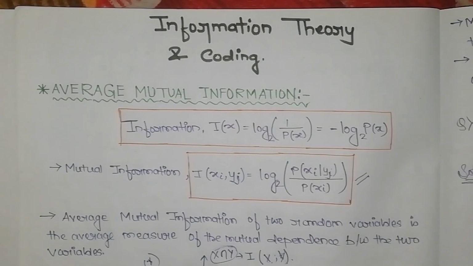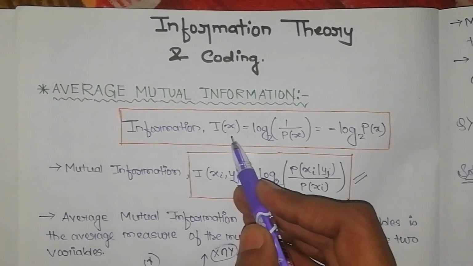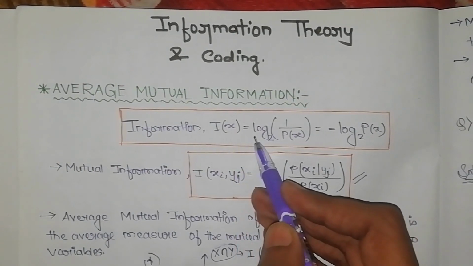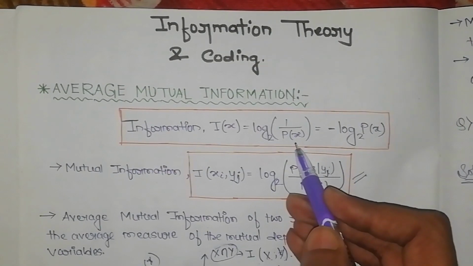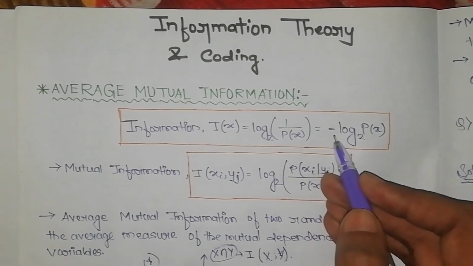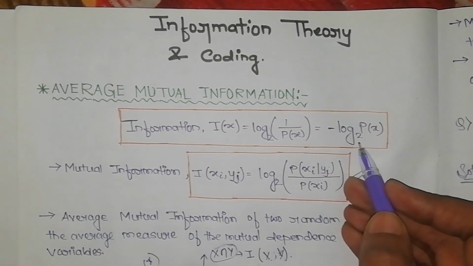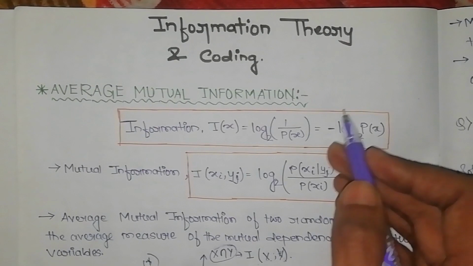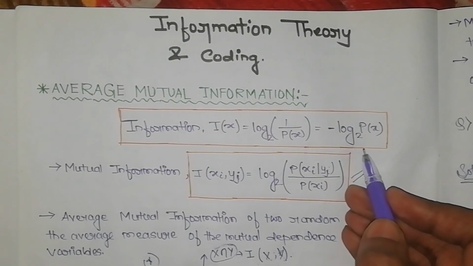So I skipped the formula of information in the previous lecture, so I incorporated that formula here. You can see that information is denoted by I(x) and is equal to log base 2 of 1 by p(x), where p(x) is the probability of the random variable x. We can also write it as minus log of p(x) base 2. You all know this property of logarithm, so I don't need to explain it.